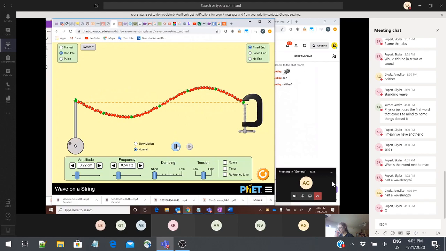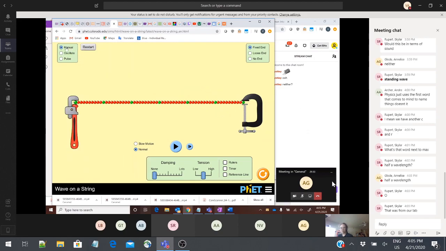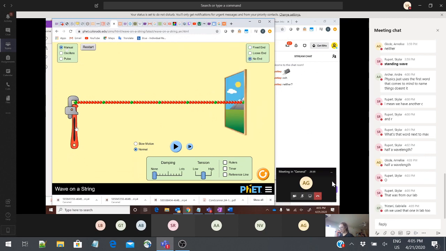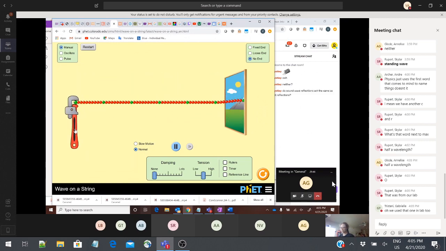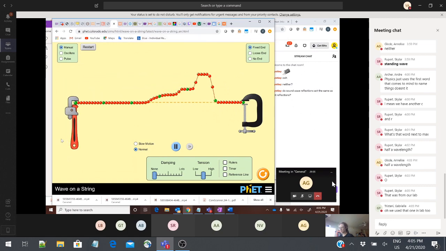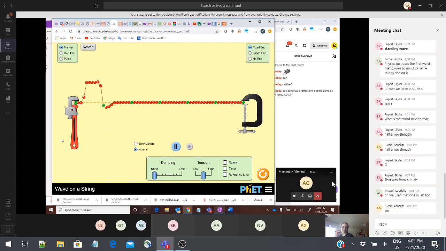Okay. Start. Manual. Yes, this one is familiar. So we talked about if I wiggle this, it just goes out the window. But what if I attach the other end? Did you do this with them in lab? Yeah? So reflections from a fixed end, what happens?